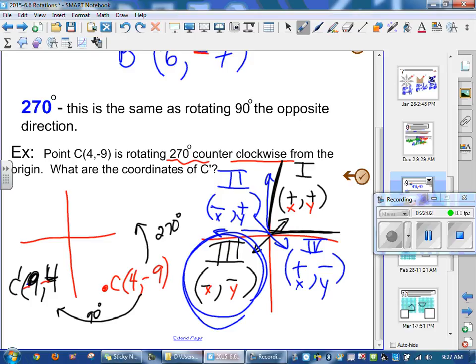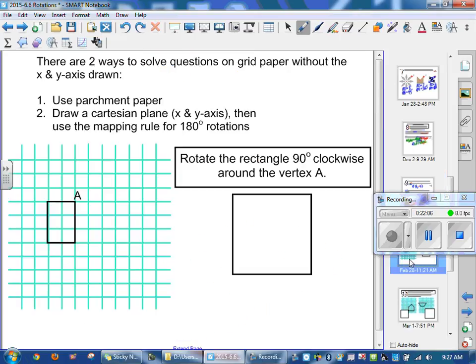So there's a couple ways to do rotations on grids. One strategy is to use the parchment paper. A lot of kids like to do that. The other strategy is to use the Cartesian plane. So draw yourself a Cartesian plane somewhere, which just means draw your x and y axes. And then find the coordinate points. If you find the coordinate points, it's very easy to find out where he goes. Okay? If you want to make him do 180, you have to find out what his points are. Or you just rotate him 180.